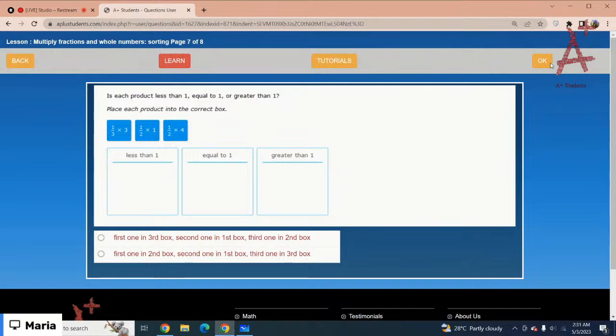Okay, the next one is 1 over 3 times 3. So 3 and 3 got cancelled out. You are left with just 1. It would be equal to 1. The first one is in the second box.